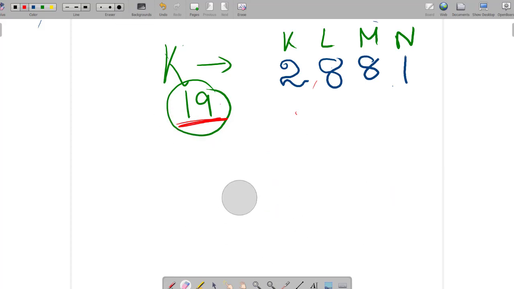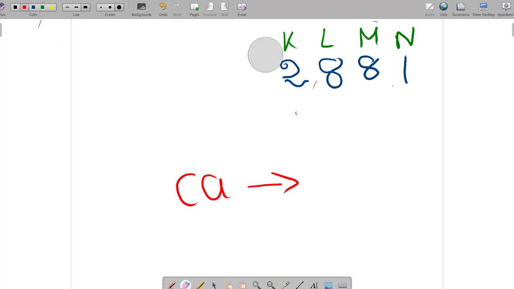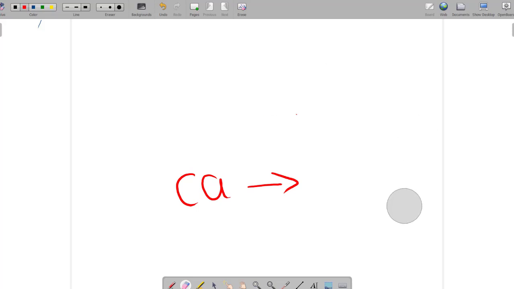If you have any questions or doubts about this, make sure you leave a comment. Now you just try to write the configuration for calcium, right? Calcium. And then leave your answer inside the comment box below, right? So we will discuss these things. And make sure you draw atomic structures for all these elements.